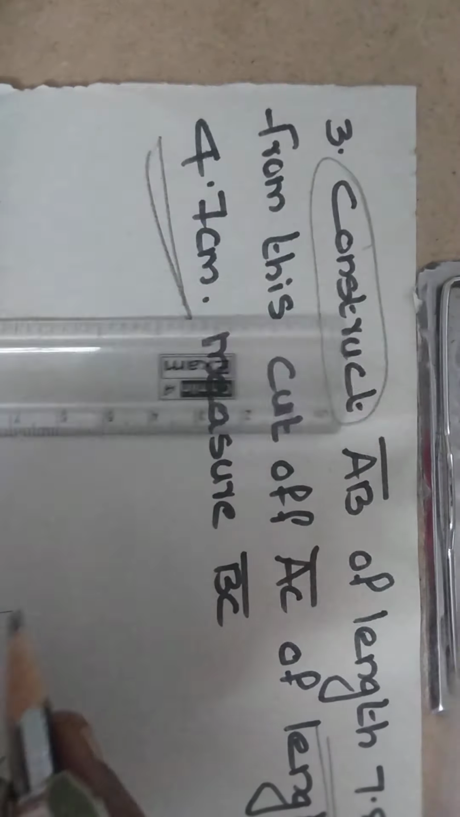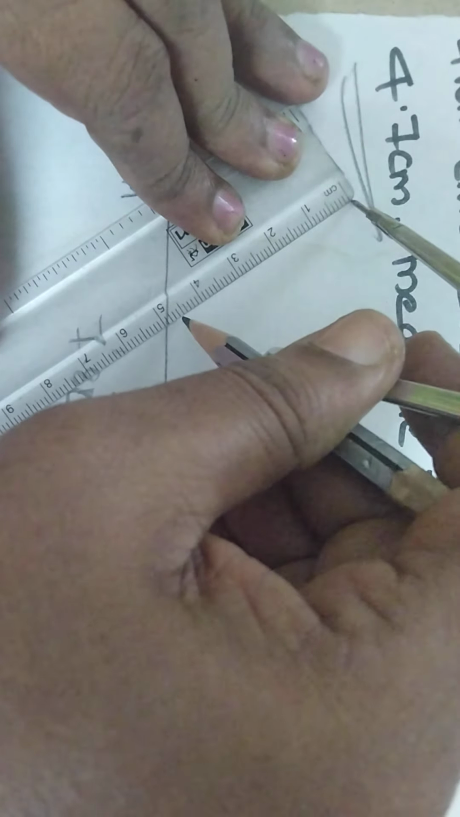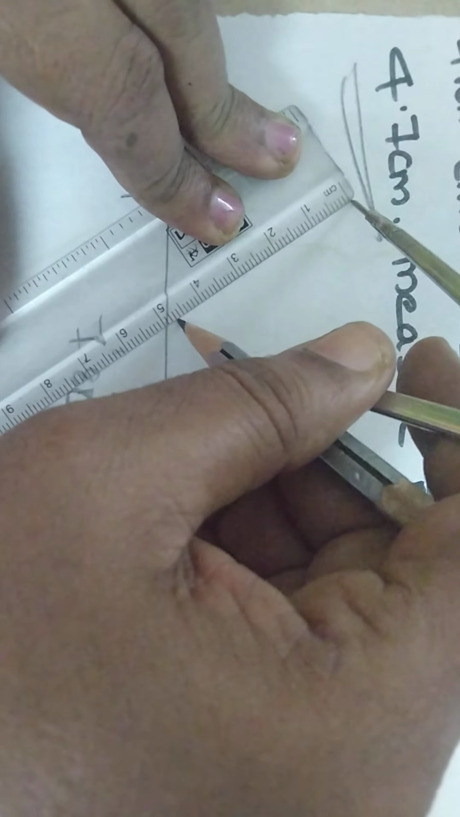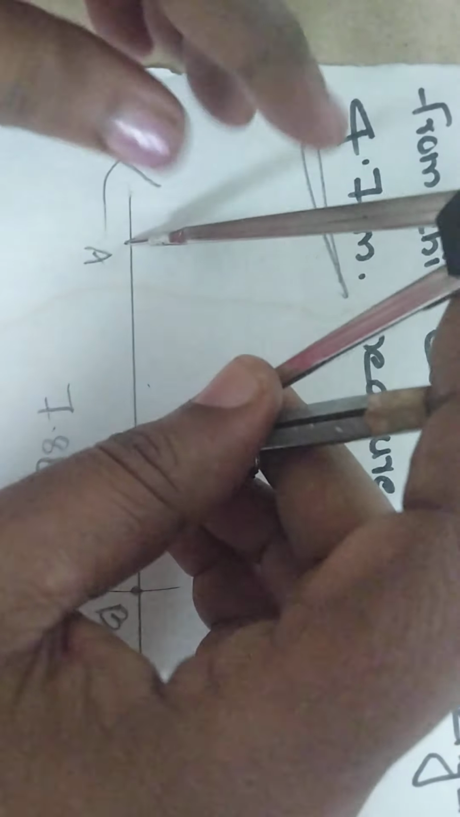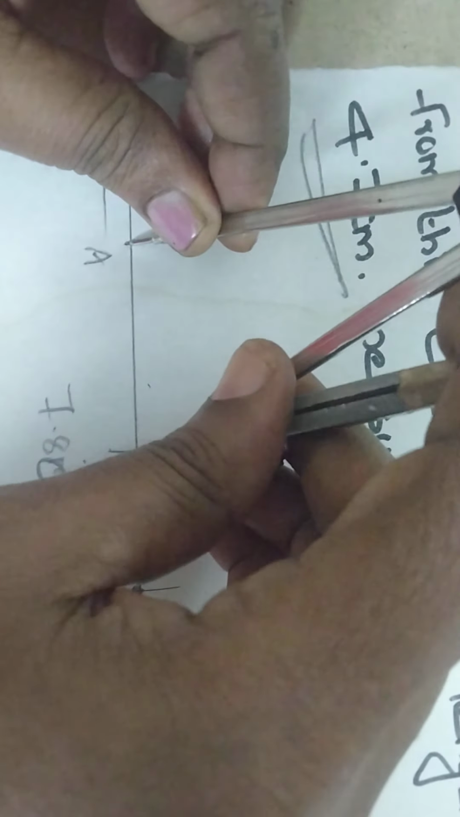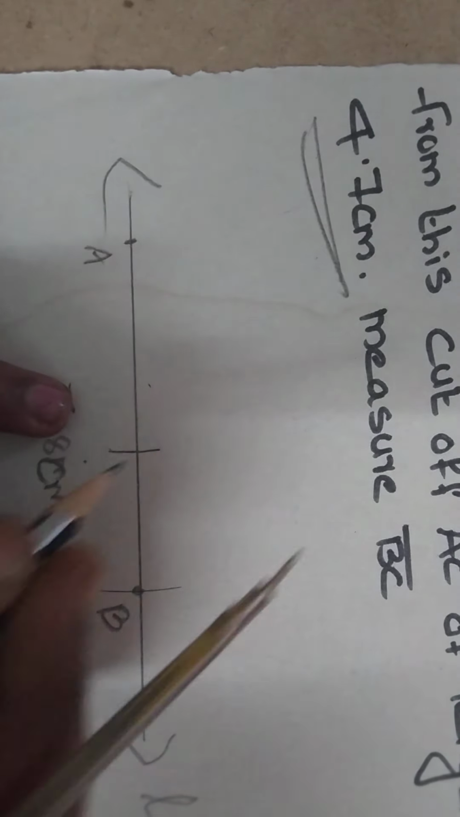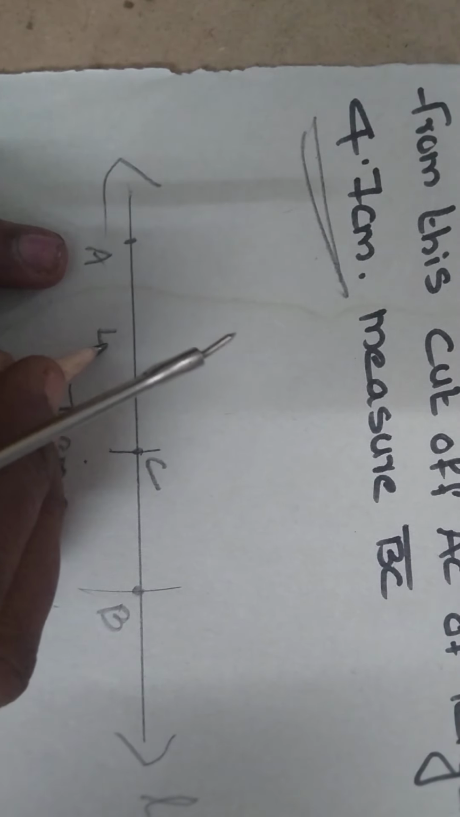Again with scale and compass, take the 0 to 4.7 centimeter measurement. 7 is between 4 and 5, the seventh line represents 4.7. In this way, take the 0 to 4.7 measurement. We want AC; the point C we don't know, but point A we know. Keep the sharp end of the compass on A and draw a 4.7 centimeter arc. The arc cuts our line L, and the cutting point we mark as C. So the AC distance is how much? 4.7.